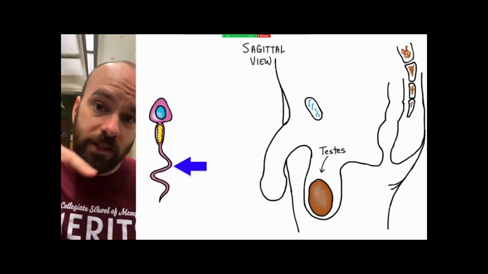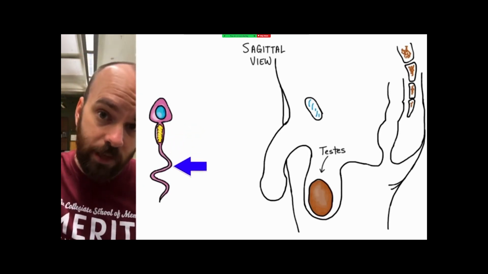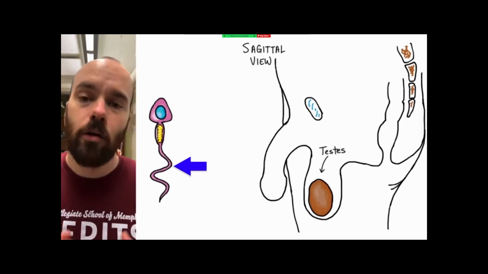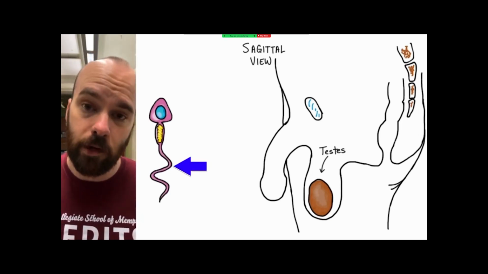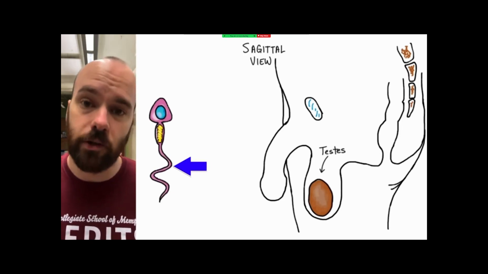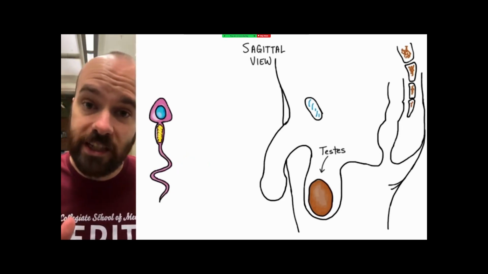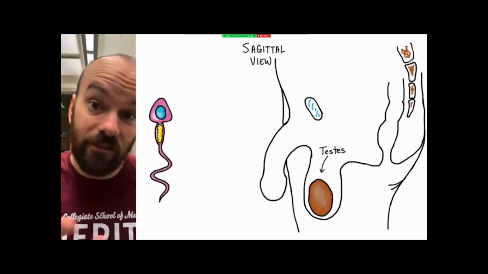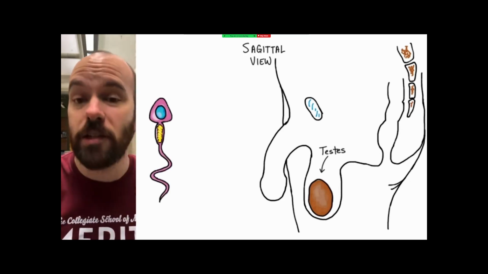The tail is in a coil, and it's going to rotate and spin. That coiled rotation of the tail will help that cell travel through the female reproductive tract for fertilization if sexual intercourse has occurred. A couple fun facts about the sperm cells. They can only make left turns because of the direction that their tail rotates.